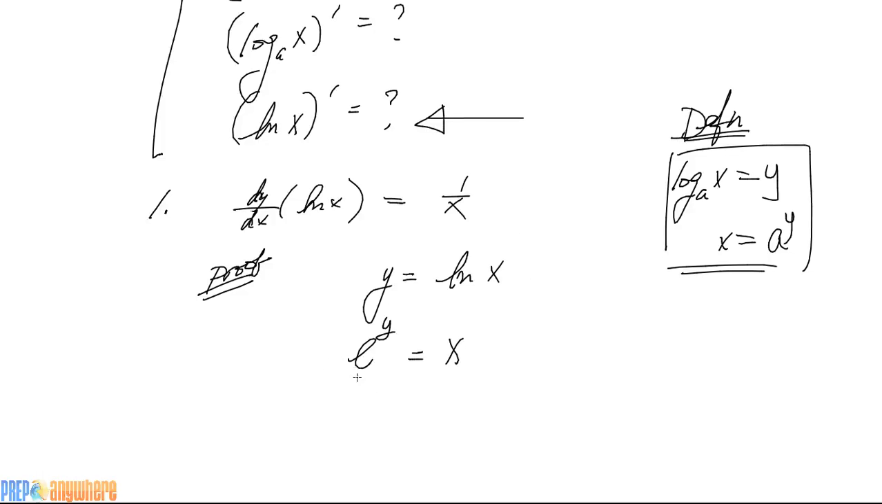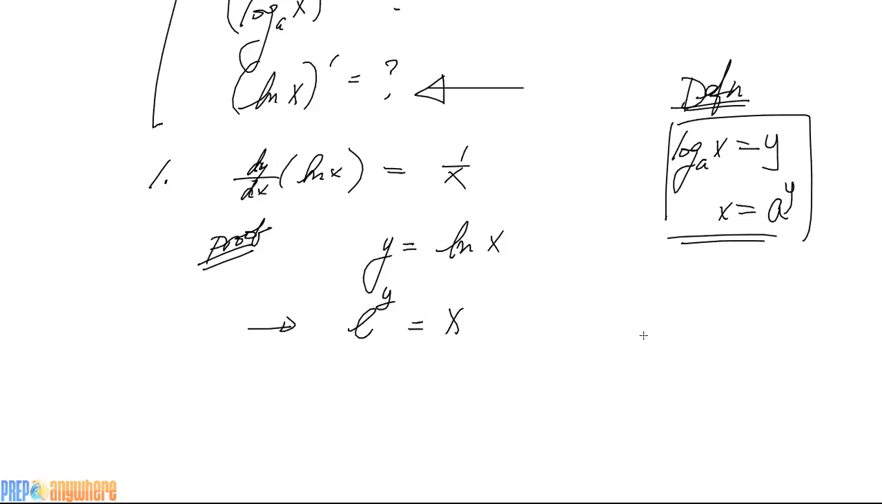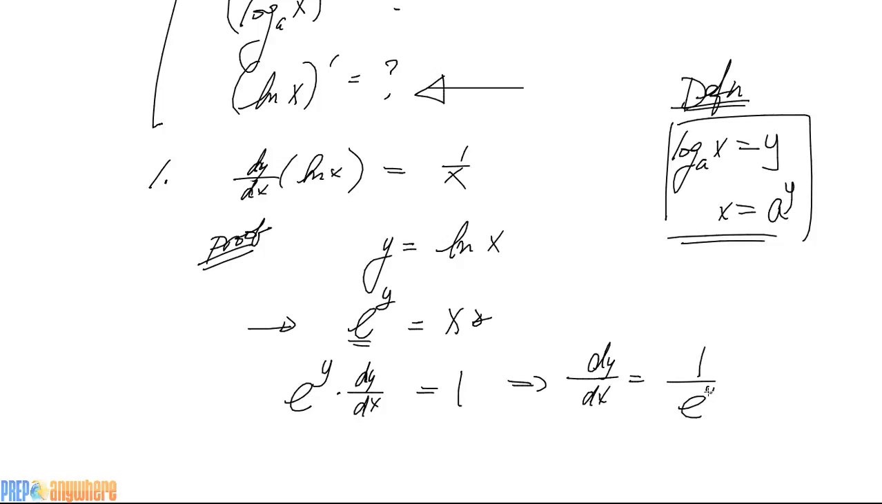What we do is we differentiate this implicitly. So what's the derivative of e to the power of y? e to the power of y. But you have to chain it by dy over dx. The derivative of x is 1. Isolate it. dy over dx is equal to 1 over e to the power of y. But look, e to the power of y is equal to what? x. That's the proof. Make sense?